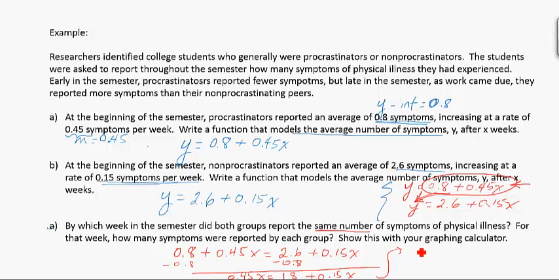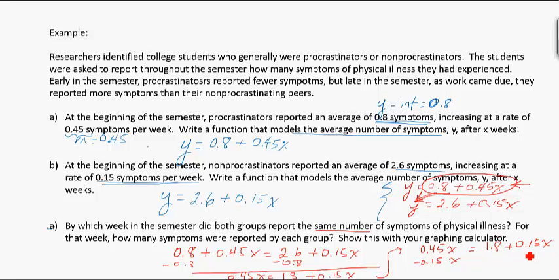So now I'm going to subtract 0.15x from each side, so this is going to be 0.45x minus 0.15x. When I do that, that's going to give me 0.3x, I believe. It's late, so I don't want to skip too many steps. And I'm left with 1.8. Divide both sides by 0.3, and I get x equals 6.